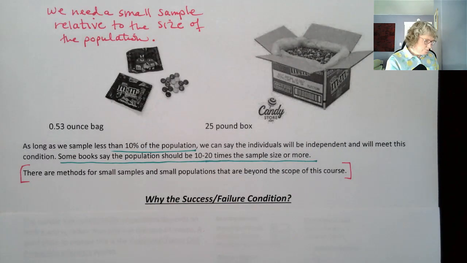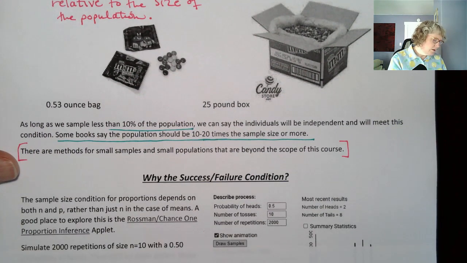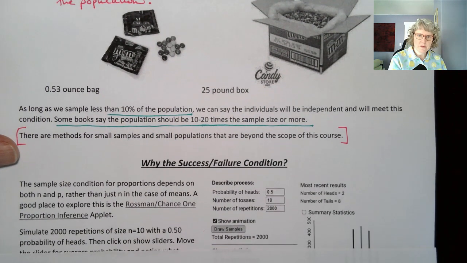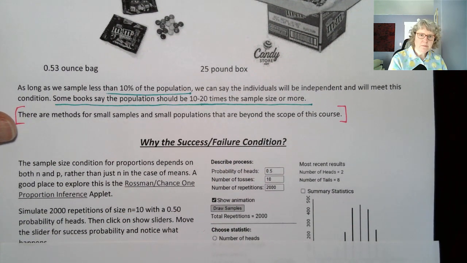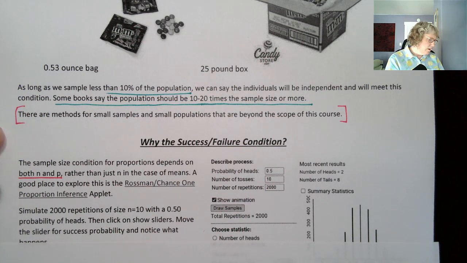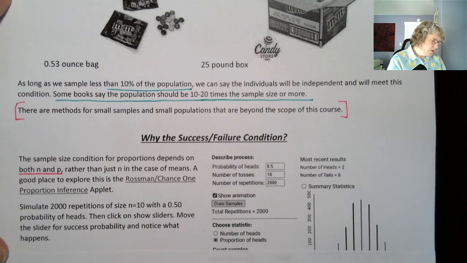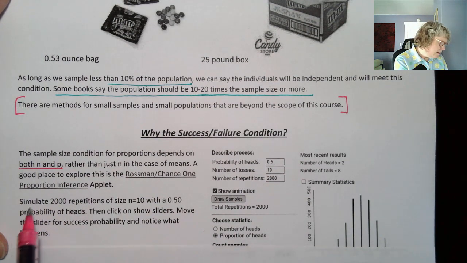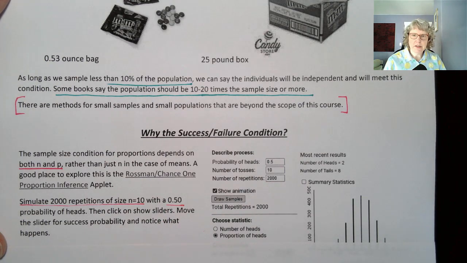So I want to show you that. For that, we're going to look at the Rossmann chance applet that we've done before. We've actually looked at this a little bit before, but it'll be good to do it again. So the sample size condition for proportions depends on both n and p, rather than just n, okay? So this outlines right here the simulation we're going to do. Let's simulate 2,000 repetitions of size n equals 10 with a 0.5 probability of heads.